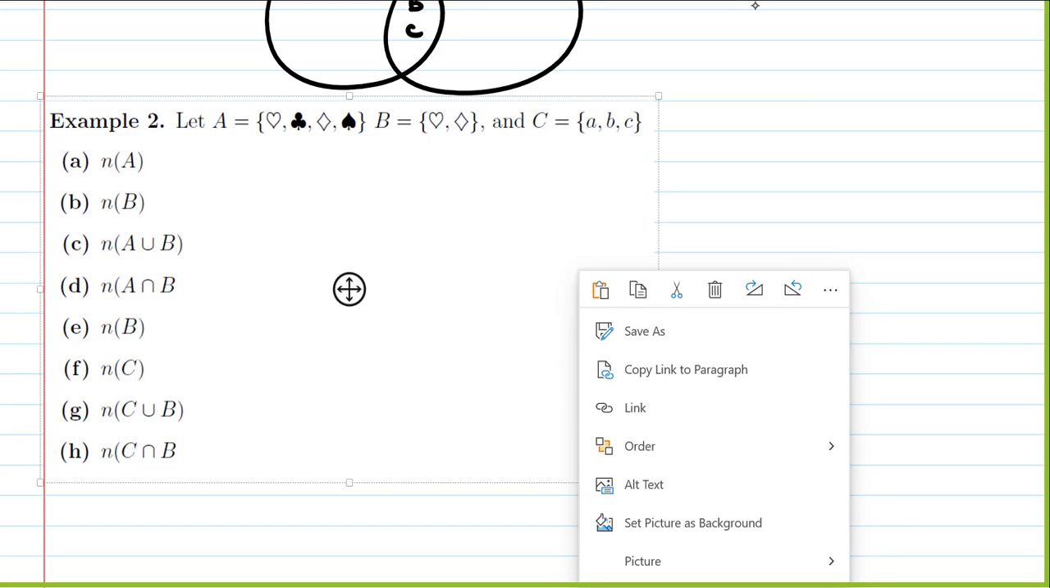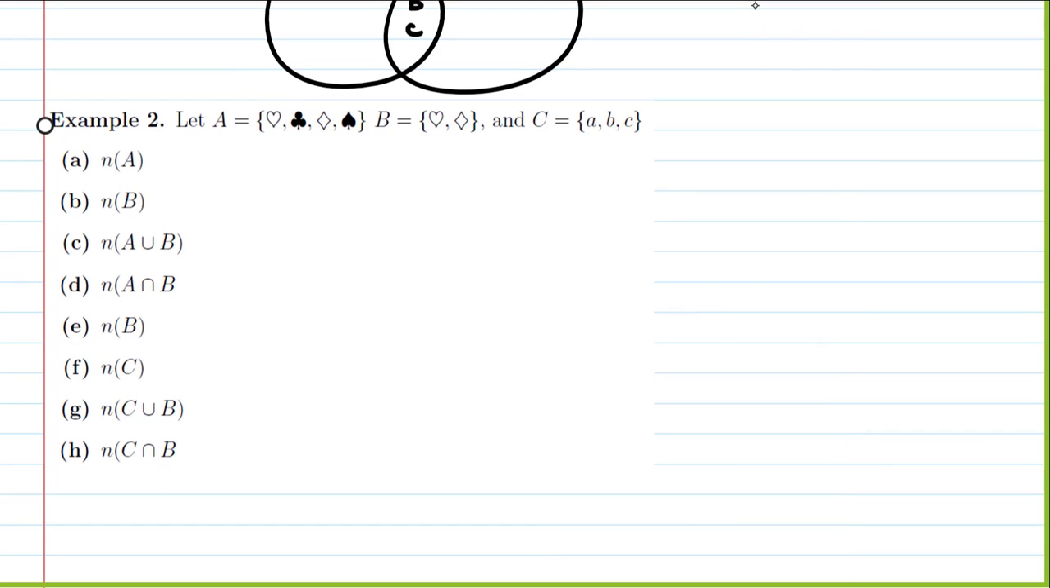So let A be the set heart, club, diamond, spade, and let B be the set heart and diamond, and let C be the set A, B, C. So how many things are in the set A? 4. How many things are in the set B? 2. So how many things are in the set A union B? Well, what is A union B?